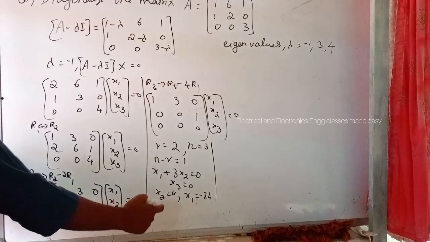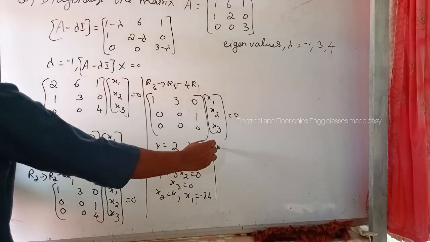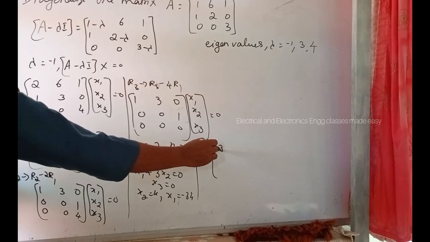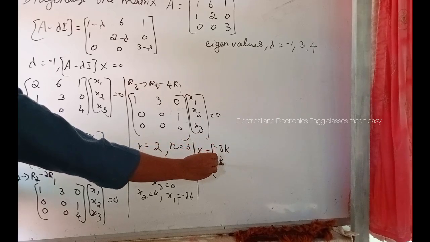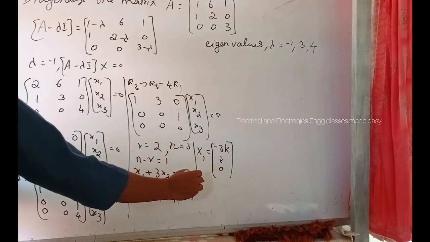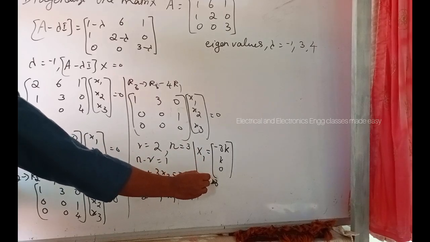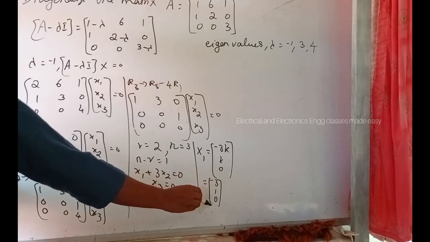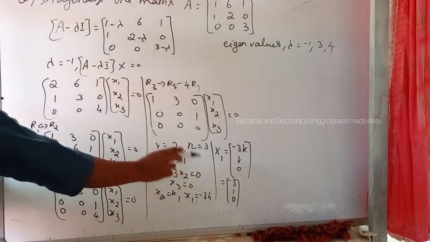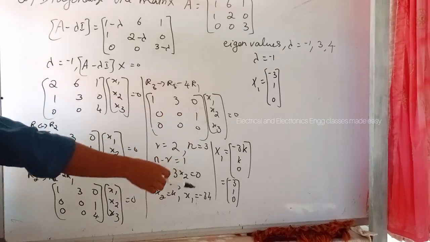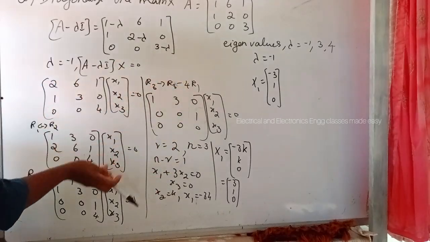So what is the eigenvector? The eigenvector x1 is equal to minus 3k, k and 0. If k is equal to 1, then we have minus 3, 1 and 0. So this is the eigenvector corresponding to lambda equal to negative 1. Now let us find the eigenvector for lambda equal to 3.